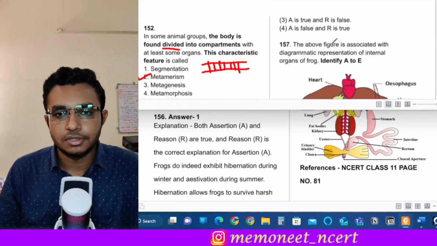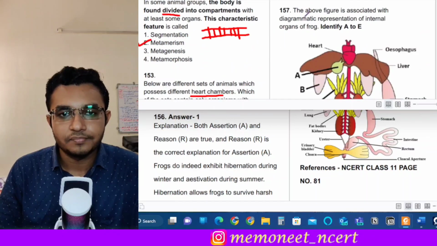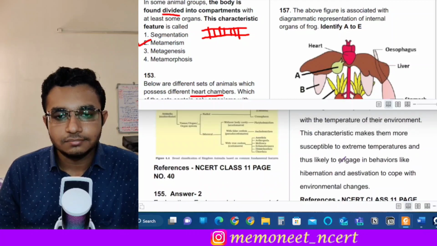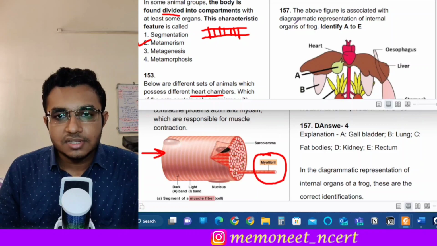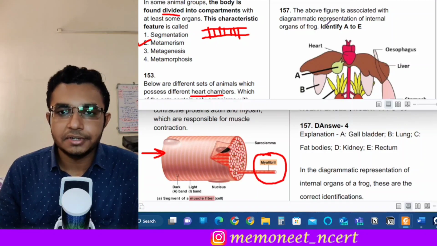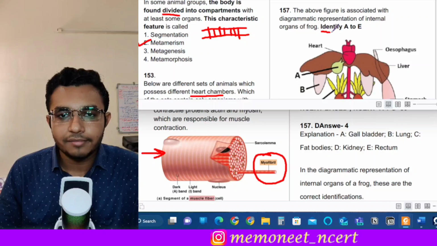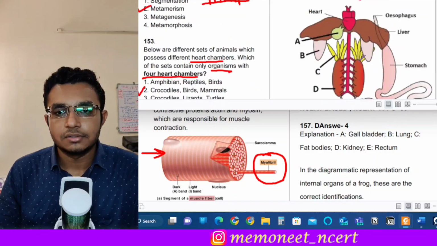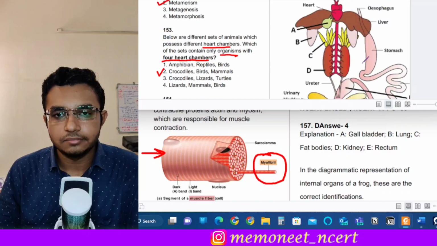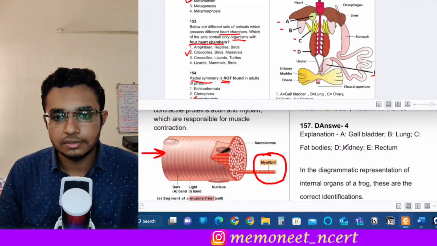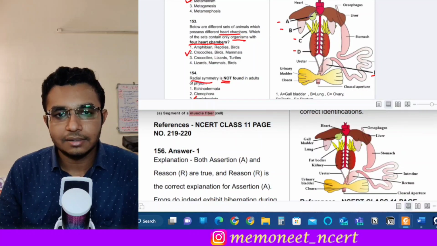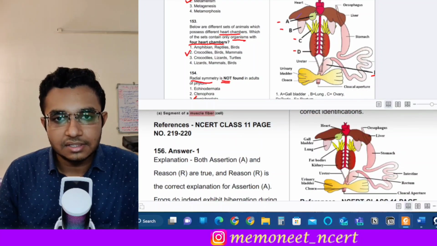Moving on to the next question, that is question number 157. The question is, the above figure is associated with diagrammatic representation of internal organs of the frog, and we need to identify A to E. Okay, so this is a diagram based question, and this is the complete diagram, and you need to identify what is A, B, C, D, and E. E is over here. Okay, so if you see the correct diagram over here, A here is the gallbladder.